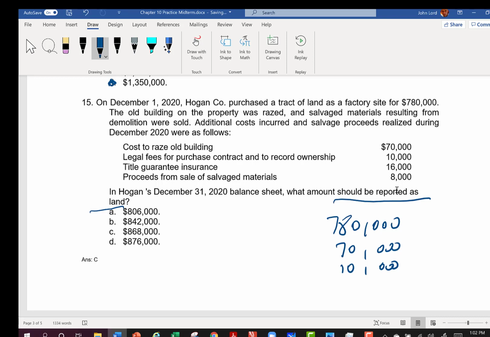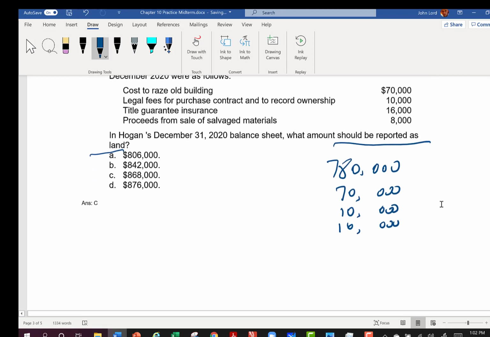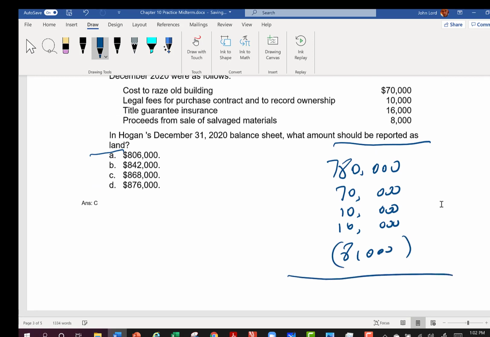The title guarantee insurance, right? In case there's a lien or something that the title company doesn't find out about. These are all, sorry, guys, my commas sometimes look like ones, okay, $16,000, and then okay, good. They sold some of that scrap for those priceless doors for $8,000. You go ahead, you do the math on that. That's 868,000. Okay, that's choice C. All right, so not too bad.